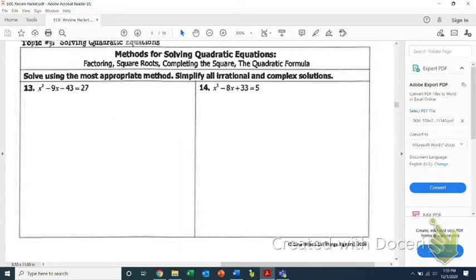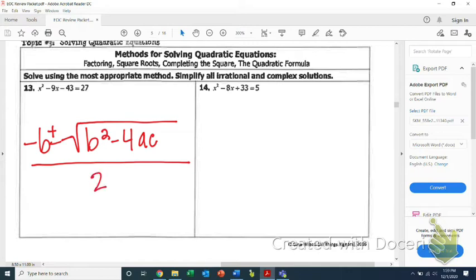All right. For number 14, I'm going to show you the quadratic formula. You've got to know this. Negative b plus or minus the square root b squared minus 4ac all over 2a. Okay? Using number 14. A equals 1. B equals 8. And before we determine C, what do you have to do with 5? We have to subtract it over. So we have C equals 28. Okay?